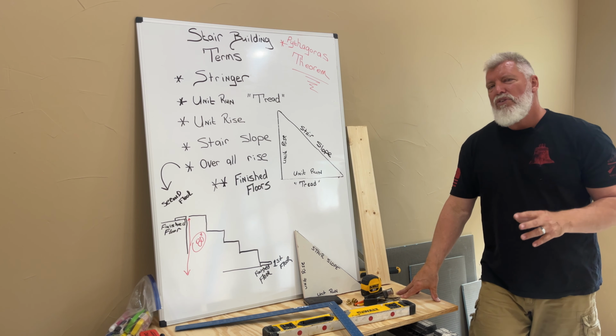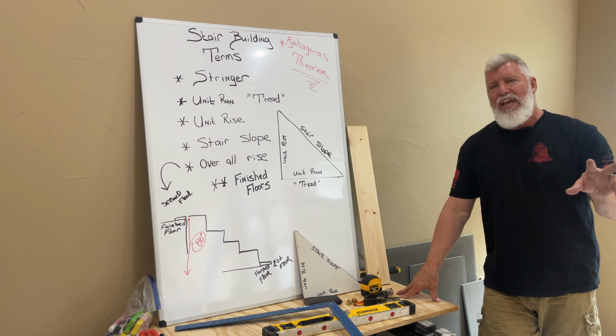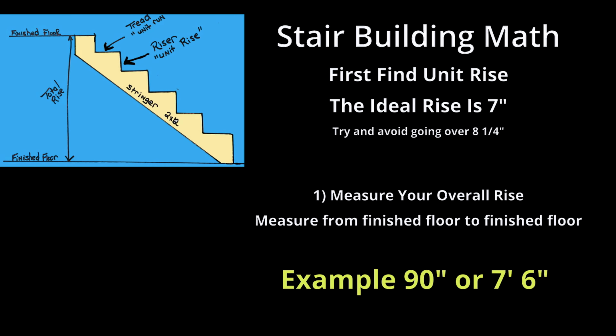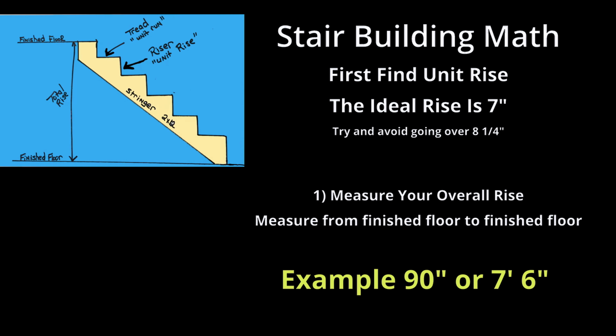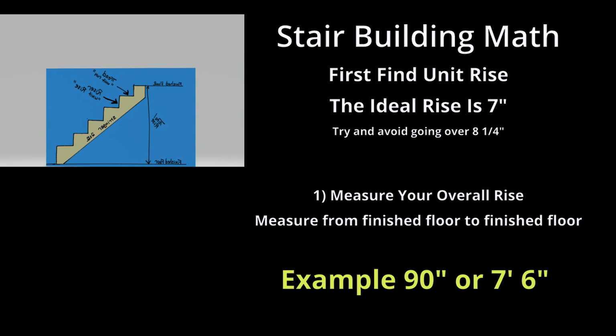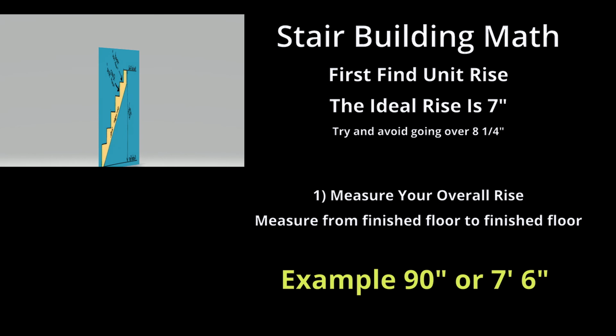So what we're going to do now is we're going to try to get into the actual layout of a set of stairs. So let's cover some basic math. So the very first thing you're going to want to find is your unit rise. And an ideal rise is going to be 7 inches. You don't really want to go over 8 1/4. Most of that's going to be determined by building code, and it's done that way to make sure that you can comfortably climb the stairs.